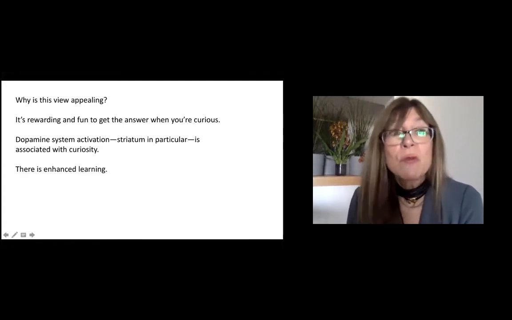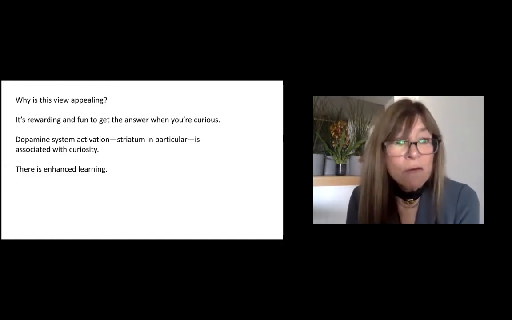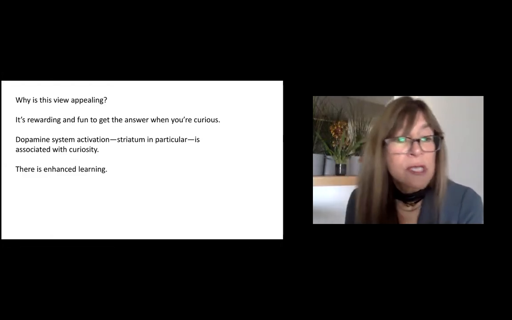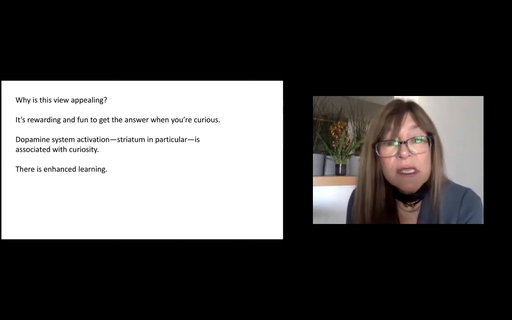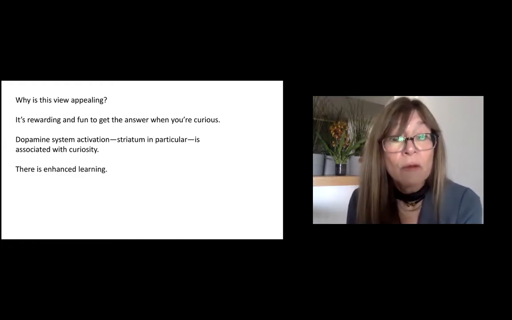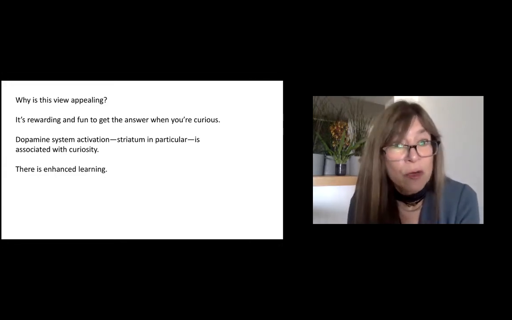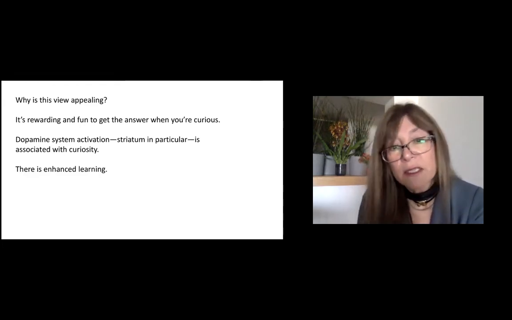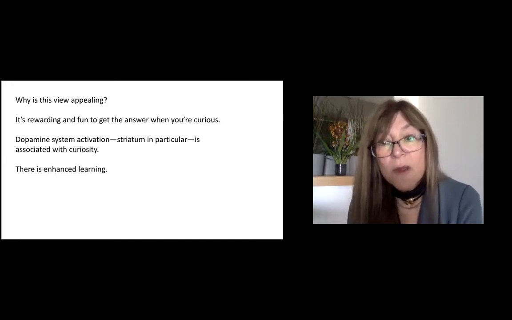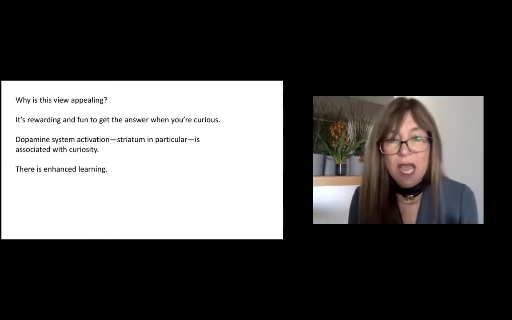Well, first of all, it's rewarding. Curiosity is rewarding. It's fun to get the answer. Second of all, people have done neuropsych studies in which they have found that the dopamine system is activated, and the dopamine system is activated with reward reinforcement learning. Animals show this. There's really no question about that. And curiosity does lead to enhanced learning. Okay, so it feels like reinforcement learning, reward learning seems to have this appeal.